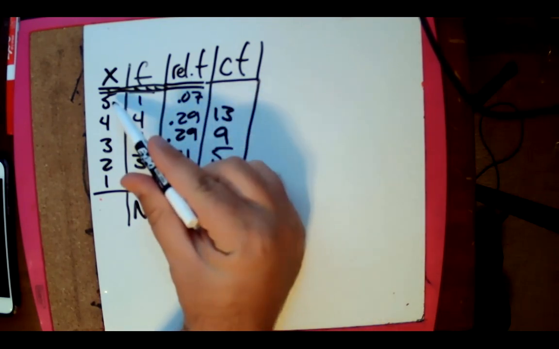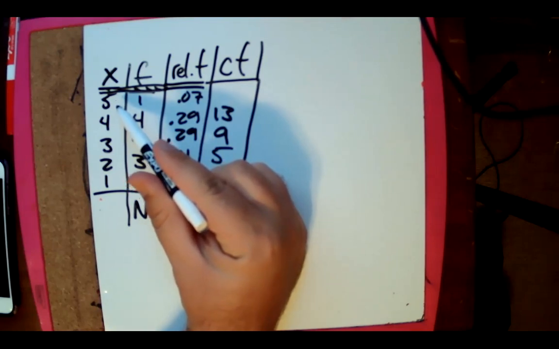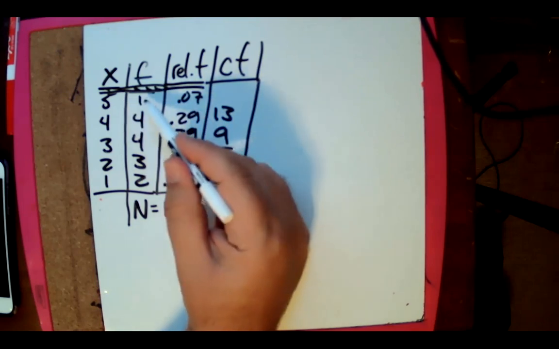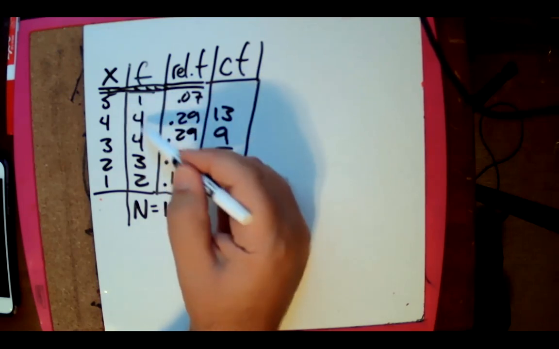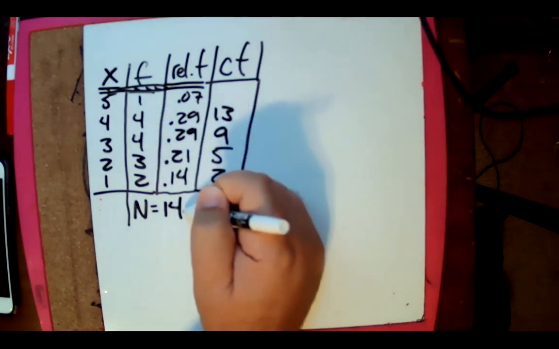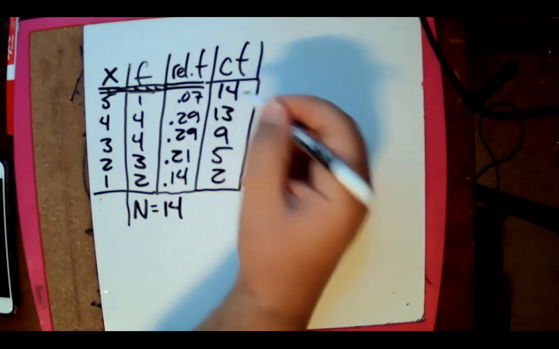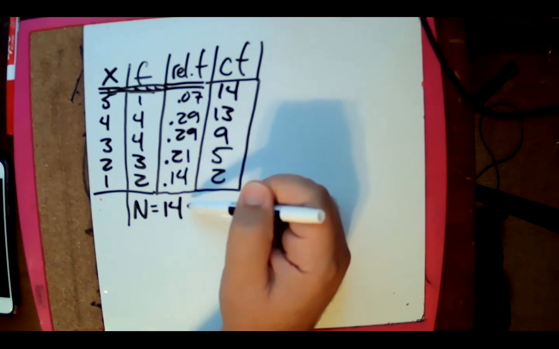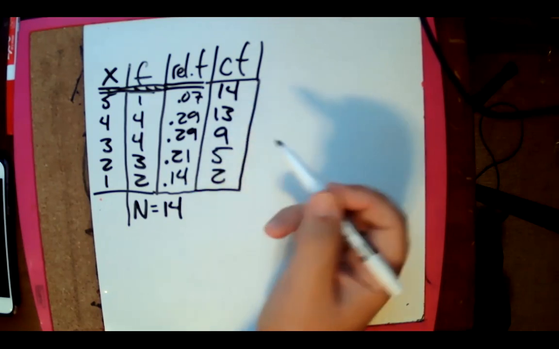And then what about a 5? How many scores are a 5 or less than 5? Well, it's going to be all of them because 5 is our highest number, and there's 1 5. So we're going to add up all of the frequencies, and that should match our n. The top of your cumulative frequency column should be the same as your total number of scores down here at the bottom.